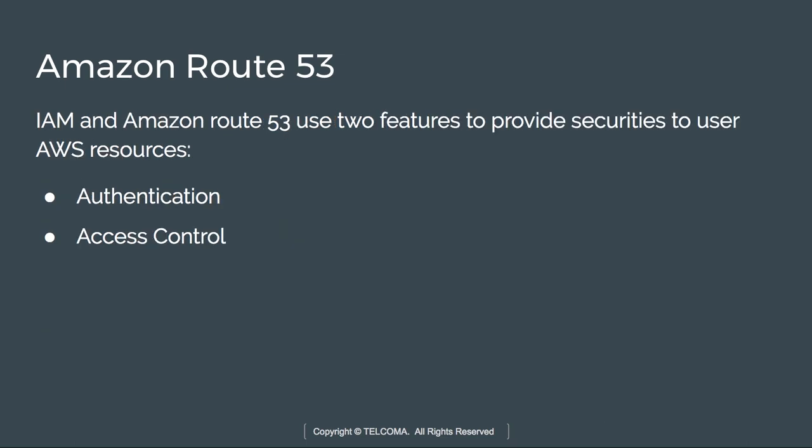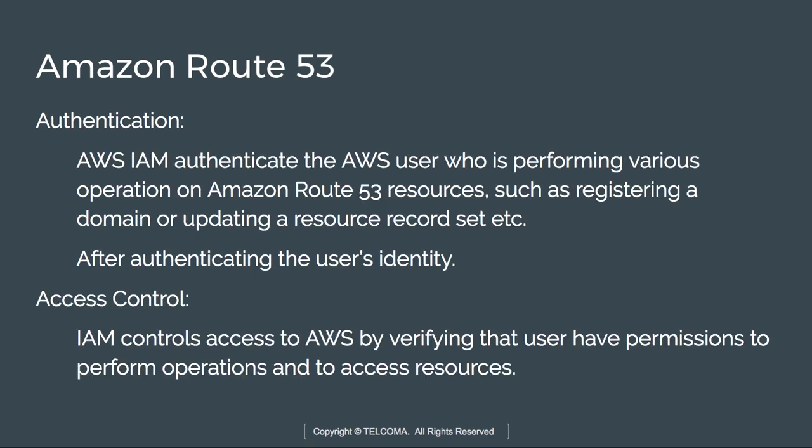IAM and Route 53 use two features to provide security to users. First is authentication, and second is access control. Authentication: if you are using the Amazon Route 53 console, you authenticate your identity by providing a username and password. If you are accessing Amazon Route 53 programmatically, your application authenticates your identity for you by using access keys or by signing requests.